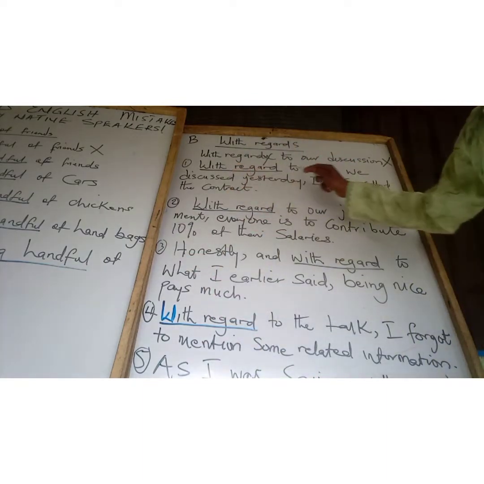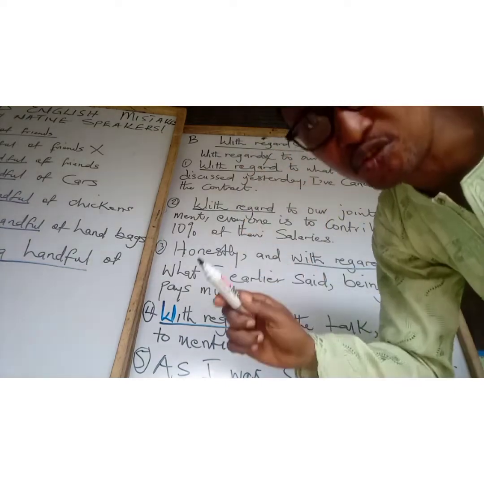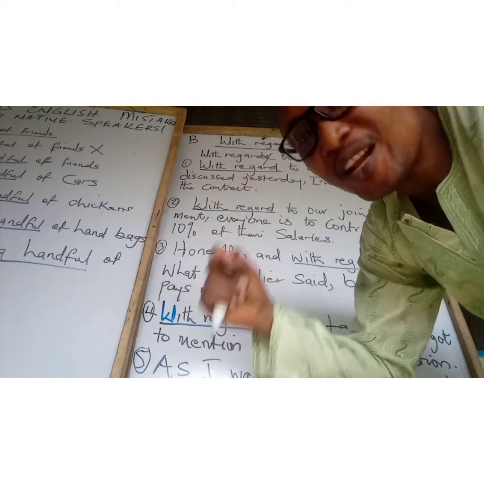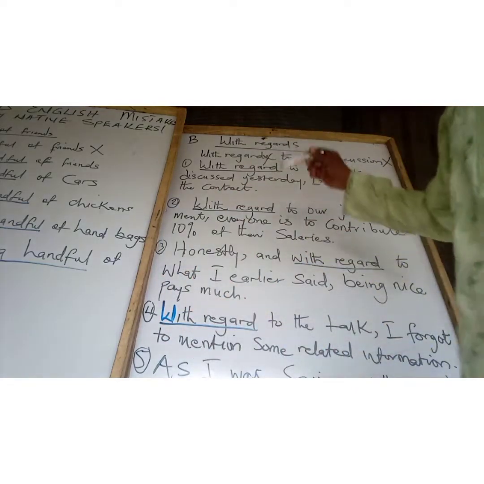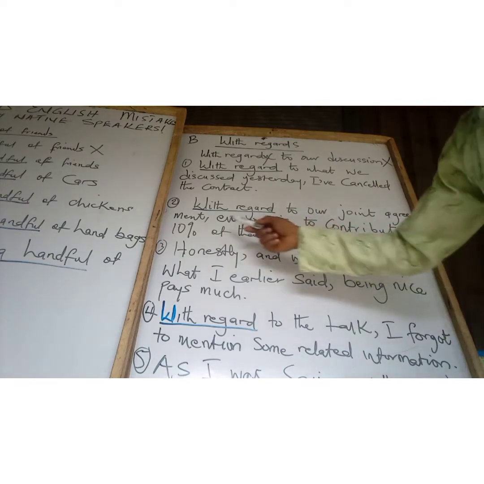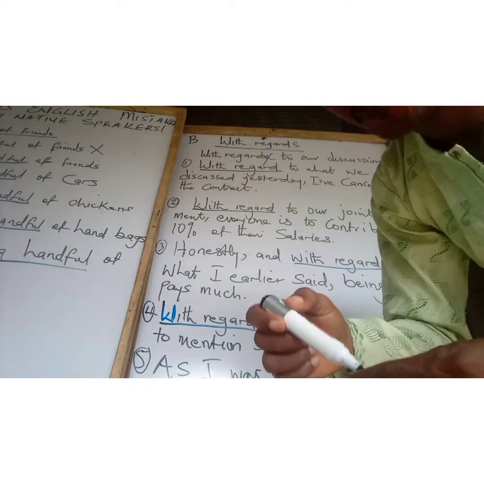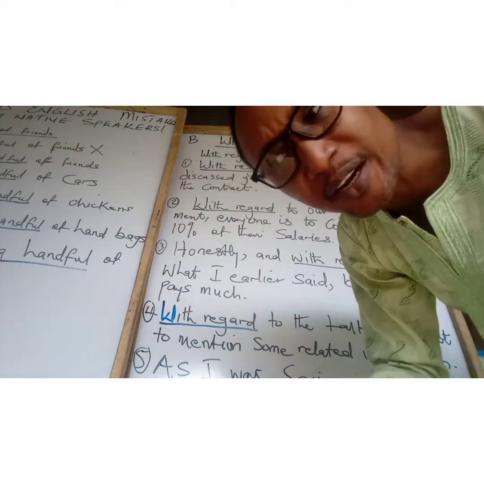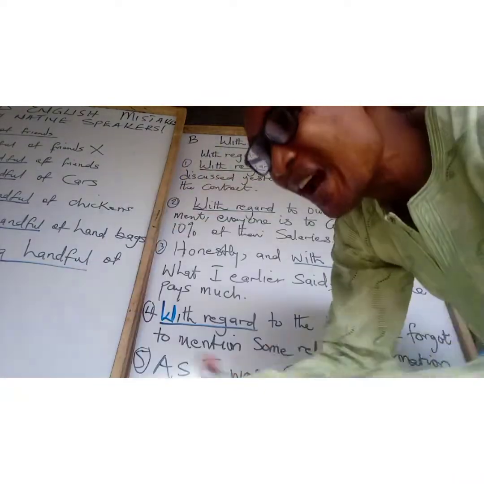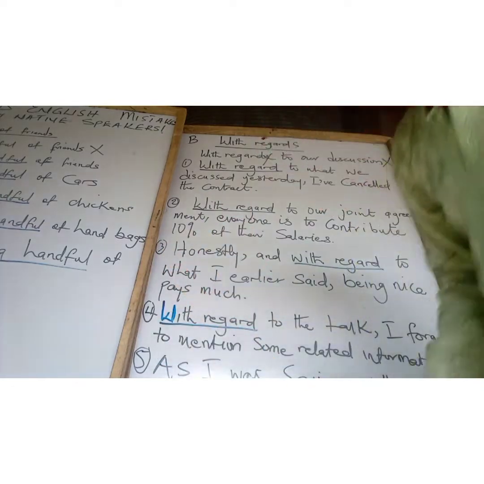With regard to what we discussed yesterday, I have cancelled the contract. With regard to our discussion, with regard to what I told you yesterday. The second one is, with regard to our joint agreement, everyone is to contribute 10% of their salary. With regard to what we agreed upon yesterday, with regard to the key points in our discussion, please do not say with regards.